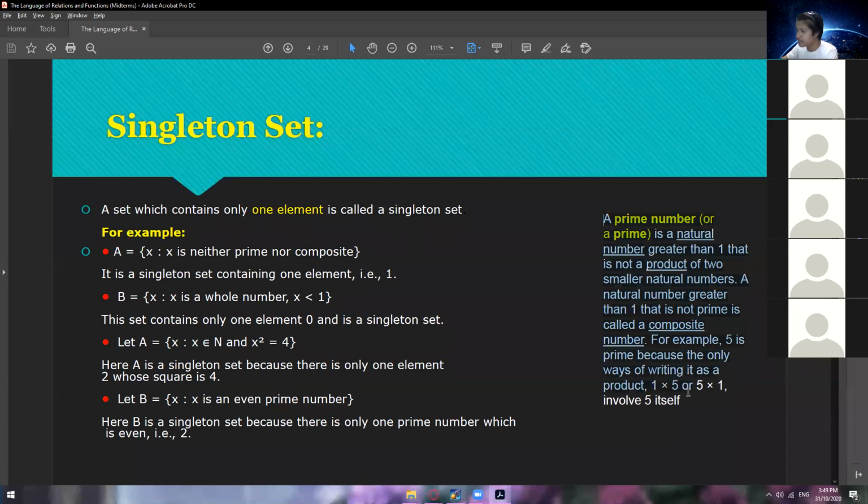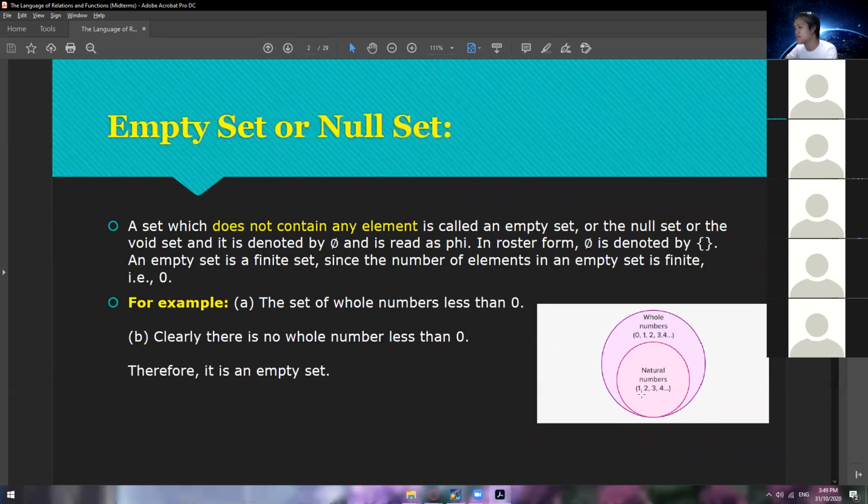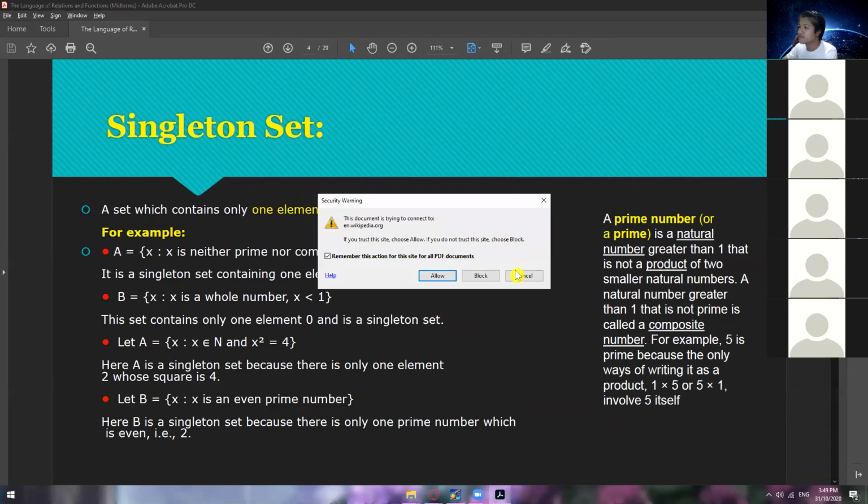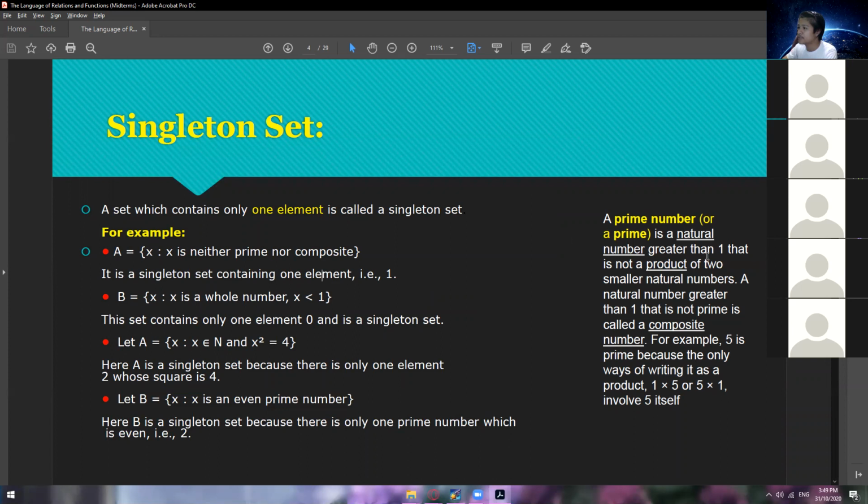So, I've prepared the definition of prime number here in case you don't know what is the meaning of prime number. So, a prime number or a prime is a natural number. That is the first characteristic of a prime number. Natural number is 1 onwards, so hindi kasama yung 0. Is a natural number greater than 1 that is not a product of two smaller natural numbers.